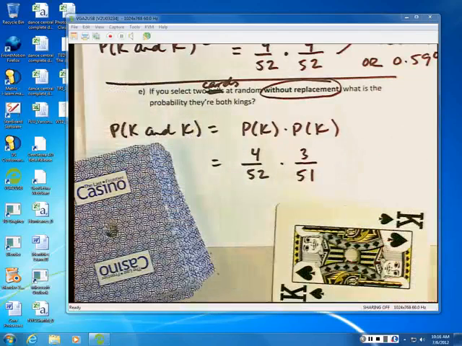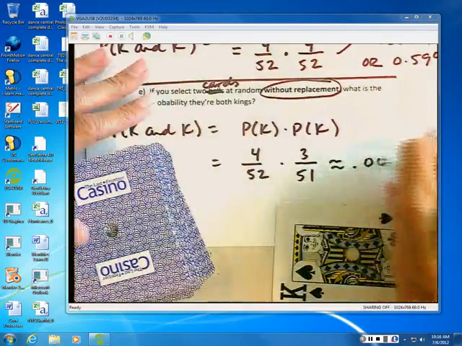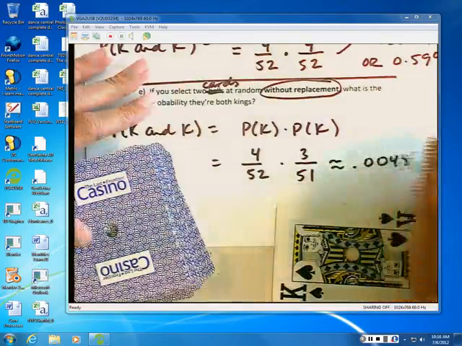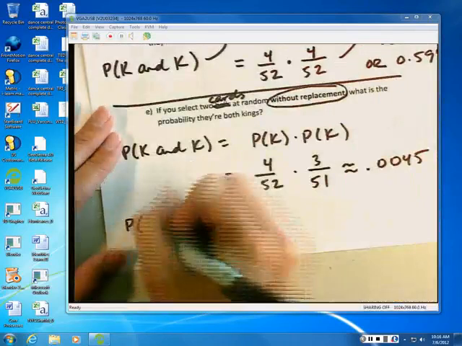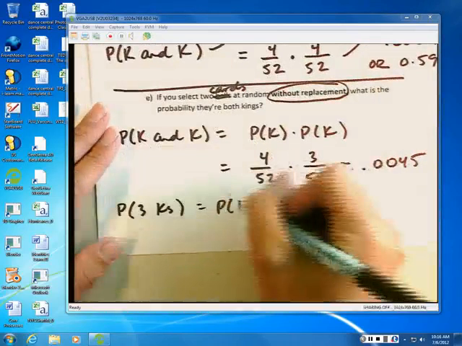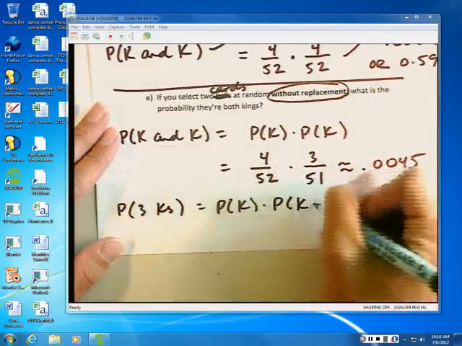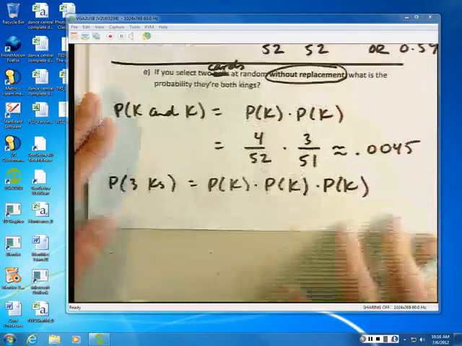And if I go ahead and multiply that out, I get, let me put this in here, 52. I'm just going to give you the decimal form. 0.0045. Let's do, just for fun, the probability of 3 kings. So this would be the probability of a king, king, and king. I'm going to do those 3 probabilities.